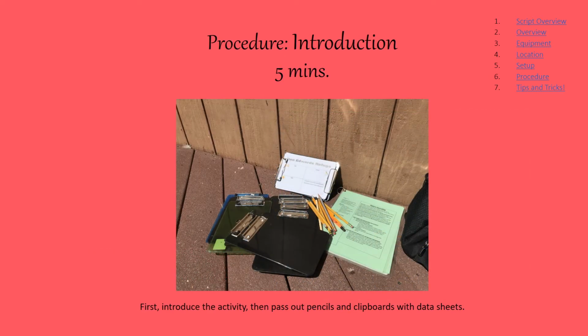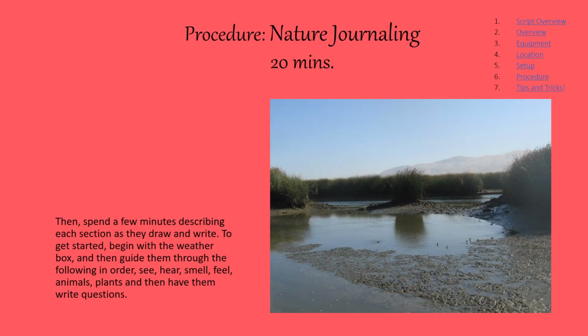First, introduce the activity, then pass out pencils and clipboards with data sheets. Then, spend a few minutes describing each section as they draw and write. To get started, begin with the weather box, and then guide them through the following in order: see, hear, smell, feel, animals, plants, and then have them write questions.